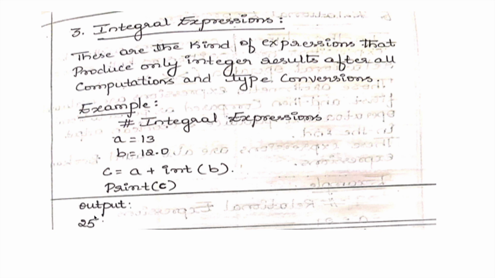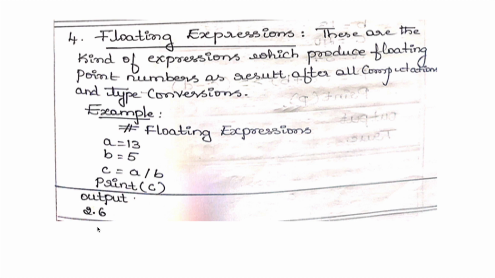13 plus 12 is equal to 25. You can observe it's not 25.0. It's not like that. It is 25. So whatever result is going to be produced is an integer. That is why it's called an integral expression. So next is floating expressions. These are the kind of expressions which produce floating point numbers. Simple.